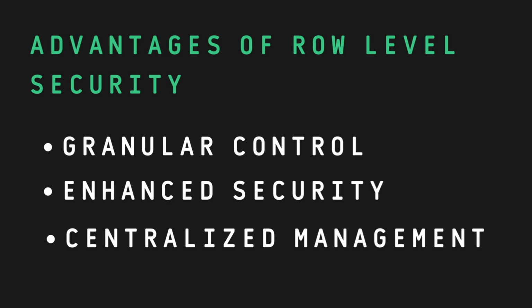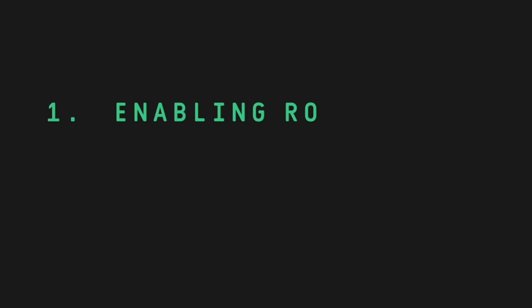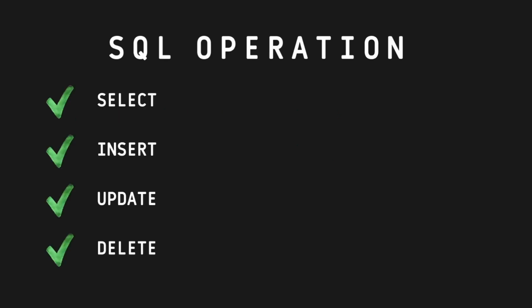So now let's proceed to implement row level security for our project. There are 3 steps involved in implementing row level security. First is enabling row level security, a feature that, as I said, restricts access to specific rows in a table based on conditions you define. When RLS, or row level security, is enabled on a table, PostgreSQL checks policies associated with that table for each SQL operation, which is select, insert, update, and delete, and determines whether the operation is allowed on a per row basis.